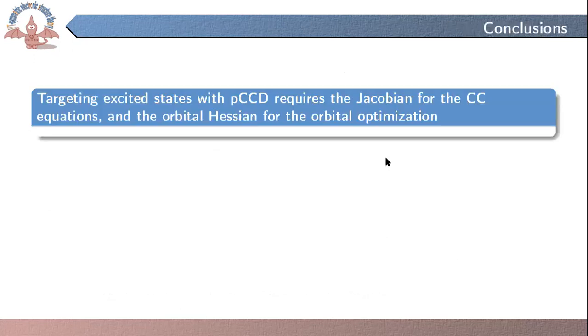So the main conclusions we have here are the following. First, if we are going to target excited states with PERCCD, you cannot make use of the usual algorithms. They will not work. You have to actually provide the Jacobian or some approximation of the Jacobian, but you need some information about the curvature with respect to the amplitudes when solving the coupled cluster equations. And you have to provide, again, even in an approximate way, the Hessian, the orbital Hessian, for performing the orbital optimization. Otherwise, you will converge to the ground state solution, and that's not what you want.